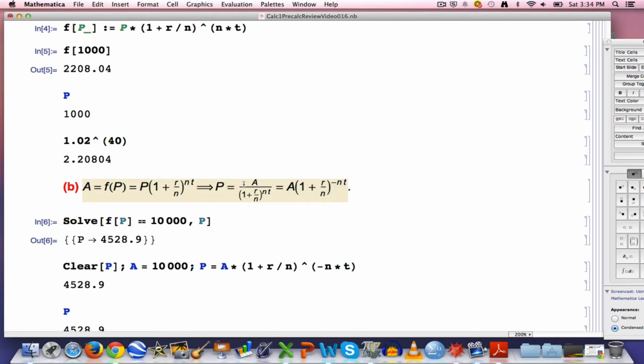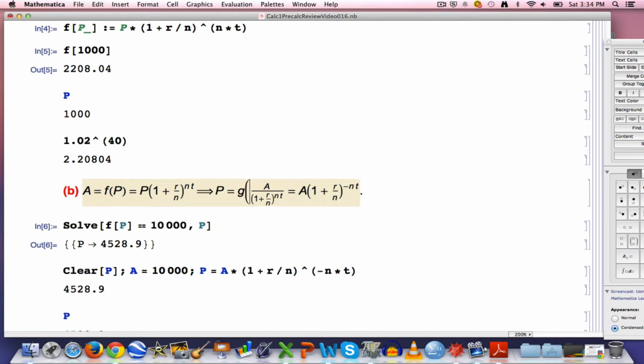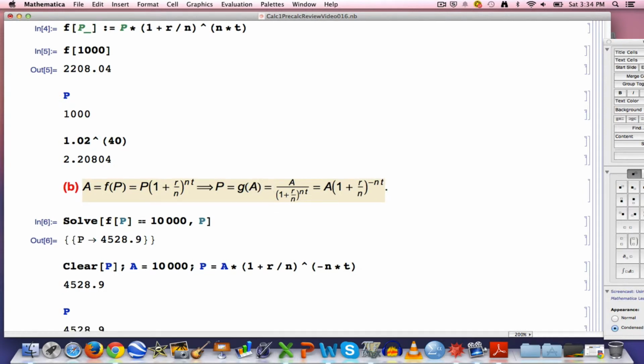All right, should we give this function a name? Sure. We could call it g of a, and it is a function of a. All right, a would be the only variable here, and we are switching around the roles of a and p when we do this. Now a has become the independent variable and p has become the dependent variable.